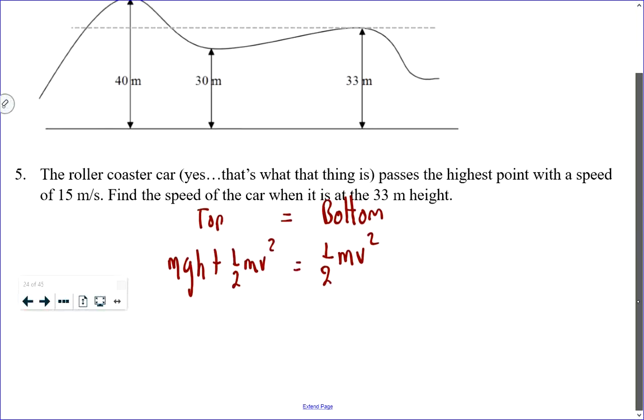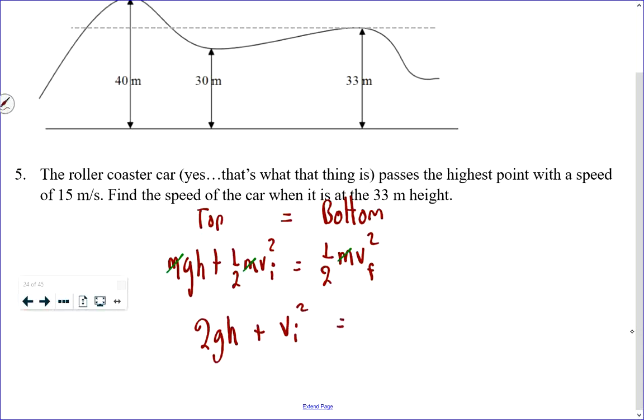I can cancel all of the masses, and I'm going to multiply both sides of this equation by 2. Since I have two v's, I'm going to say v initial and v final. Are you okay with that? So if I multiply both sides by 2, I get 2gh plus vi squared equals vf squared. Does that look familiar? It's kind of like a kinematics equation.